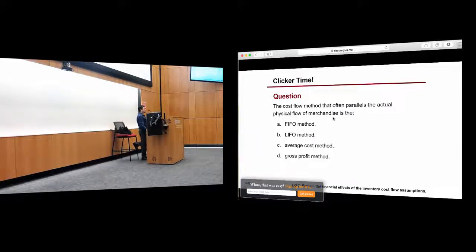Okay, so the cost flow method. The atomic barrier is the actual physical flow of merchandise. Is called what? Okay, so that. Are you guys done?